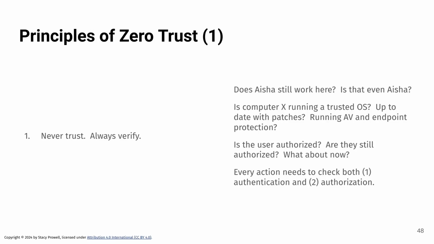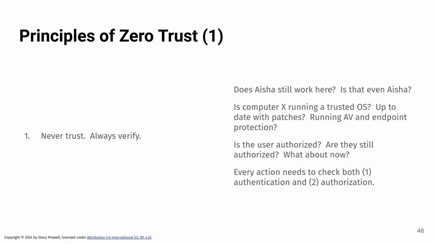So we might ask, does Aisha still work here? Is that person even Aisha? Is computer X running a trusted operating system? Is it up to date with patches? Is it running AV and endpoint protection? I'm getting dinged by this constantly at the lab. Like, your machine is turning orange because you haven't updated your OS. Is a user authorized? And you might ask a little bit later on, are they still authorized? Because things can change.